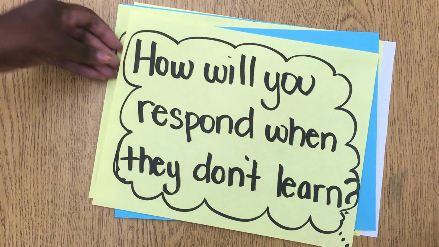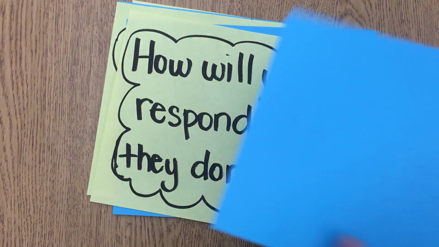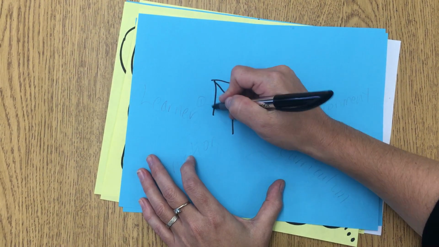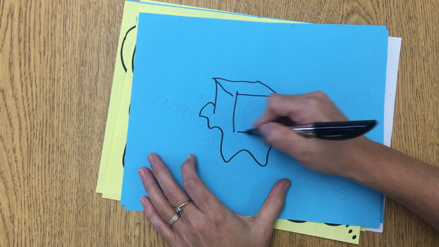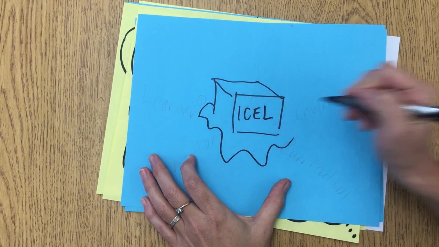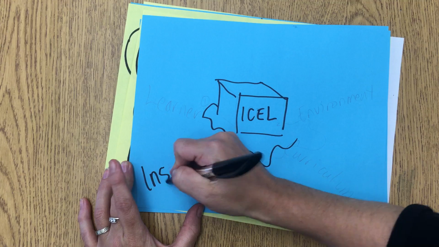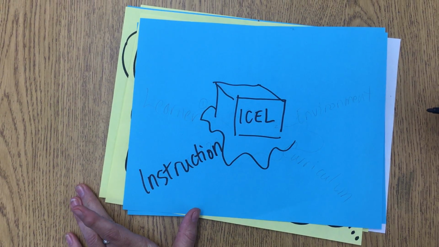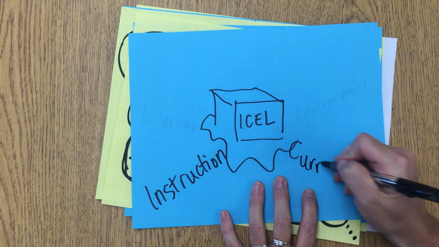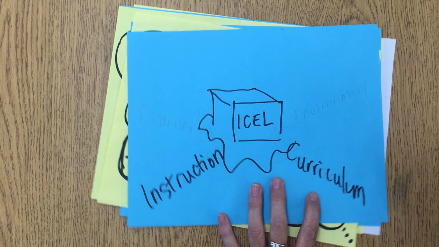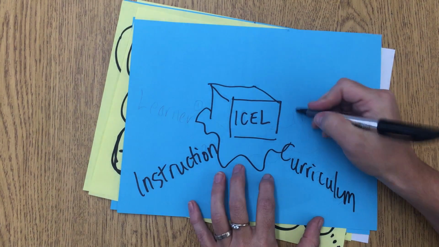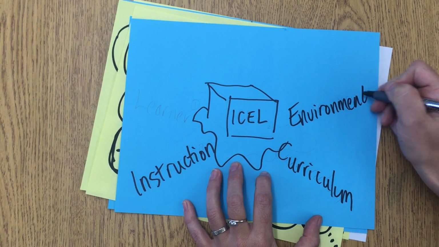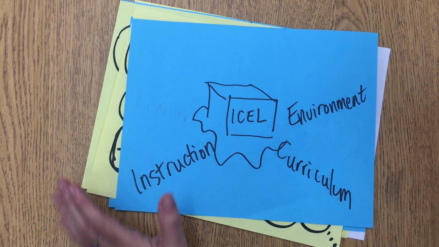How will you respond when they don't learn? This is where ISIL comes into play. Remember, it's ISIL. We start with instruction. How can we teach this standard a little differently? How can we adapt the curriculum to fit the needs of this specific group of students? What in your environment can shift to make it ripe for all learners?